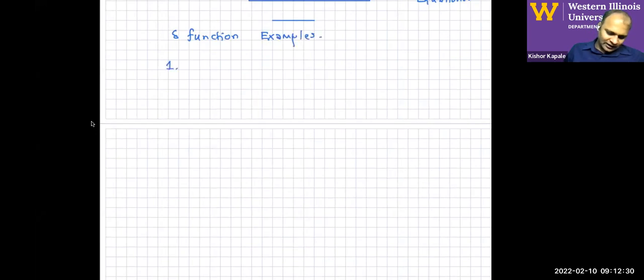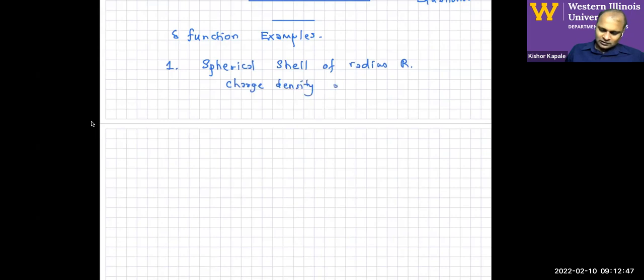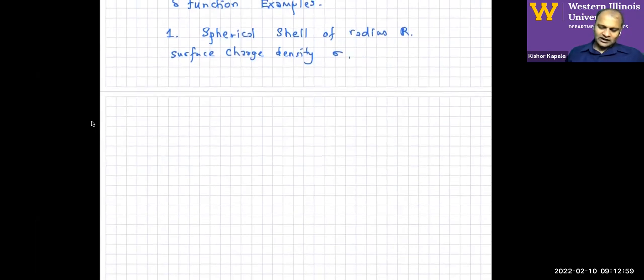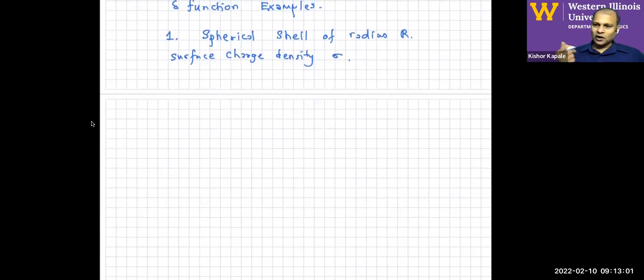And I want to look at a spherical shell of radius r and surface charge density sigma. So we don't need to say anything beyond that. That's good enough. So how do we write this as a volume charge density?